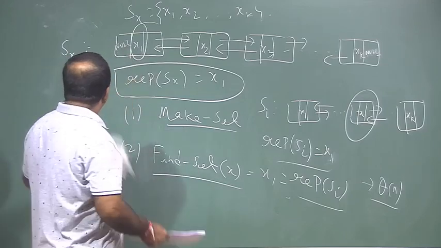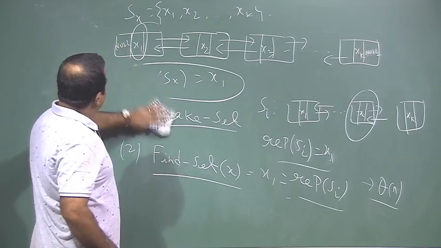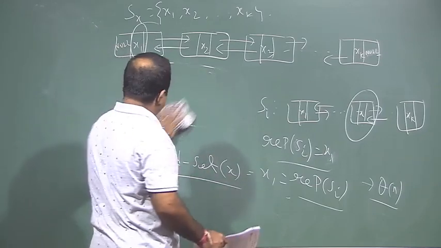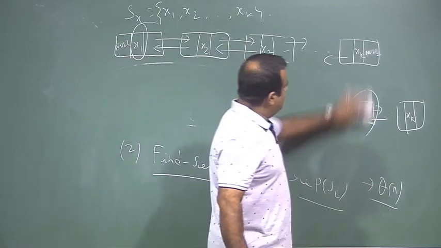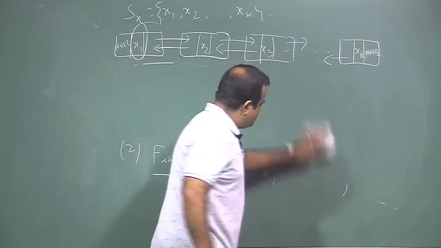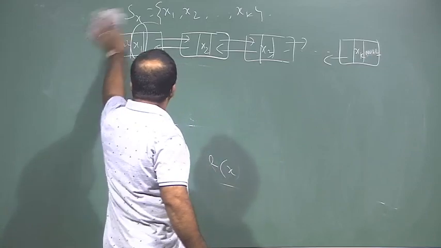Okay. Then how to do the union? Suppose we want to do the union of two sets. That is the third operation we want to perform.